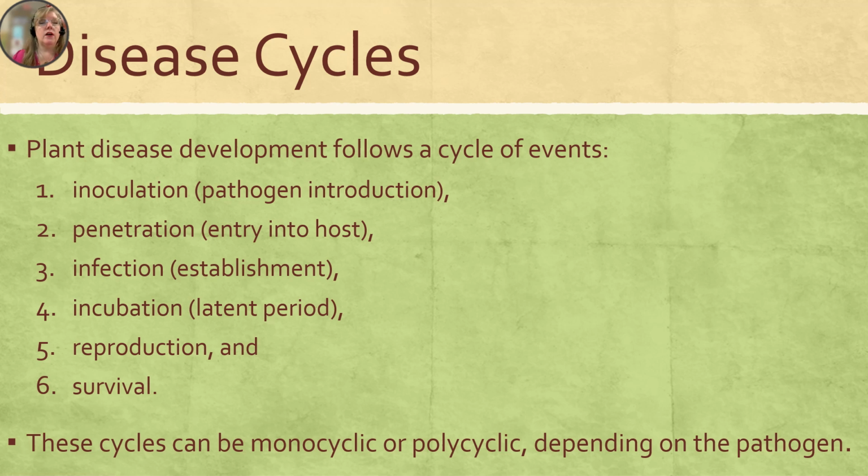All right. So now we've done talking about the pathogens and the types of pathogens. Now we're going to focus on the disease cycle, and it has 6 steps. Okay. We start off with inoculation.